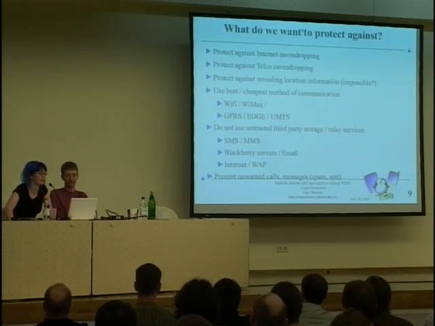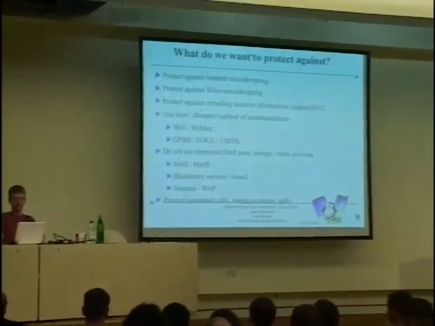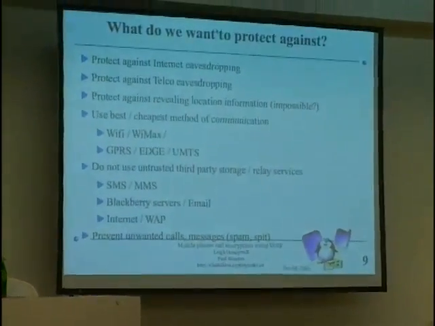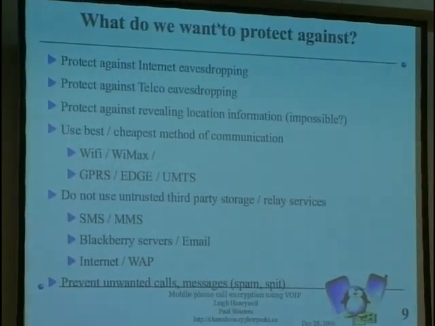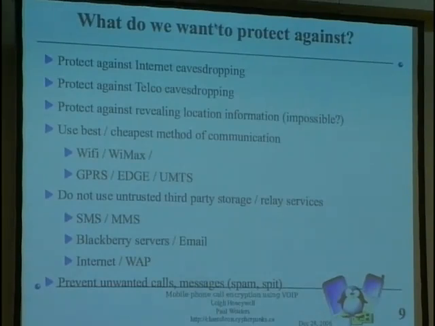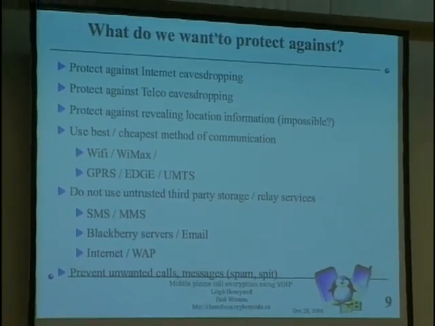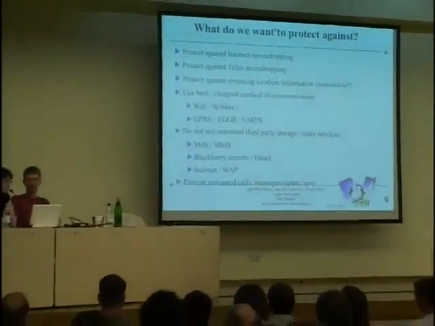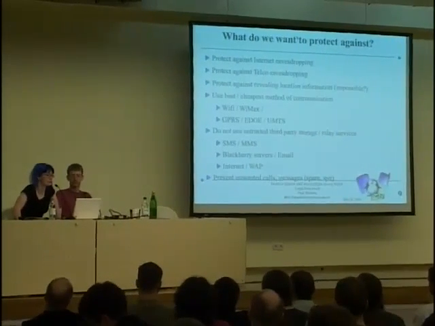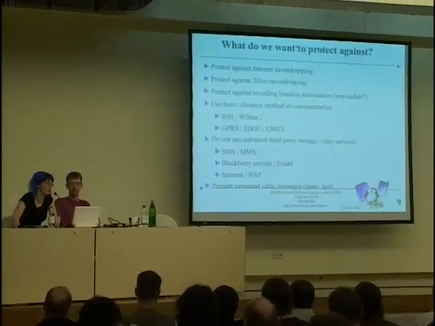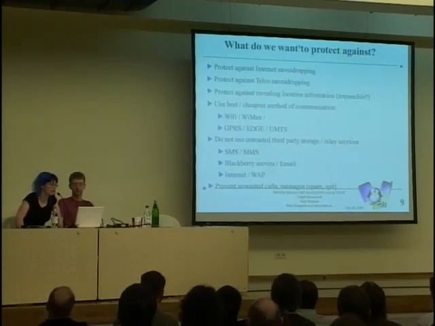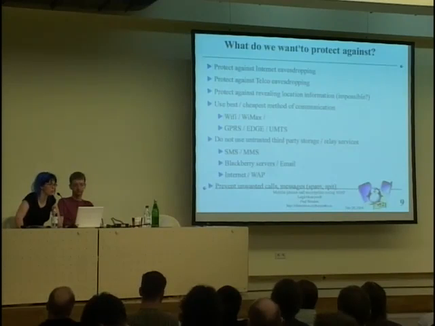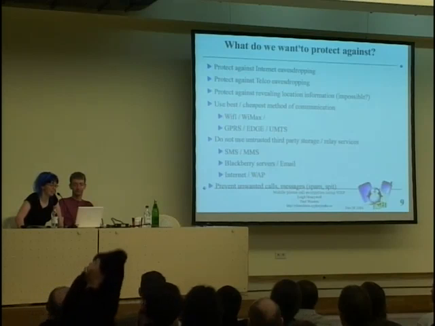So who do we want to protect against? I've gone over a lot of this already. It's internet eavesdropping, telco eavesdropping, revealing location information. I was talking to one of the guys from the EFF yesterday who's working on something around this, but we didn't go into this at all. You know, you're on a cell phone, within a couple of feet, they know where you are. What's the best, cheapest method of communication? If Wi-Fi or WiMAX is available, you want to use that. And if it's not, you drop to GPRS, Edge, UMTS, getting more expensive, in some places less so, in some places more so than others. In Canada, it's $100 for 100 megs. And that's the best you can get.